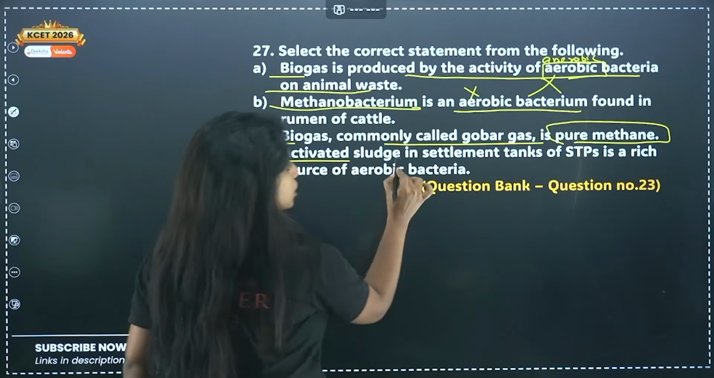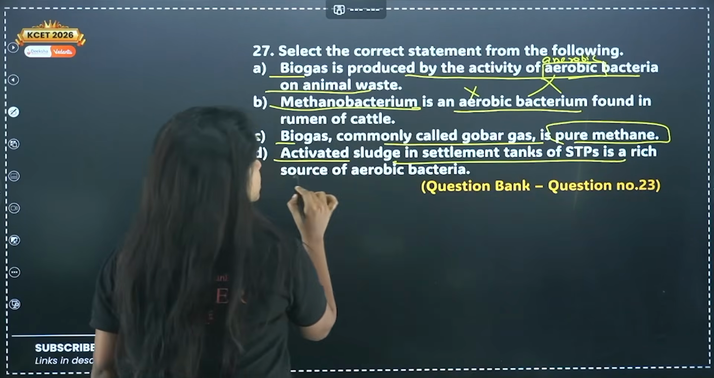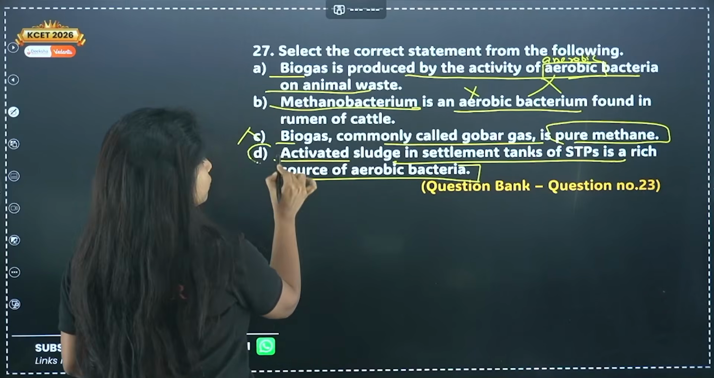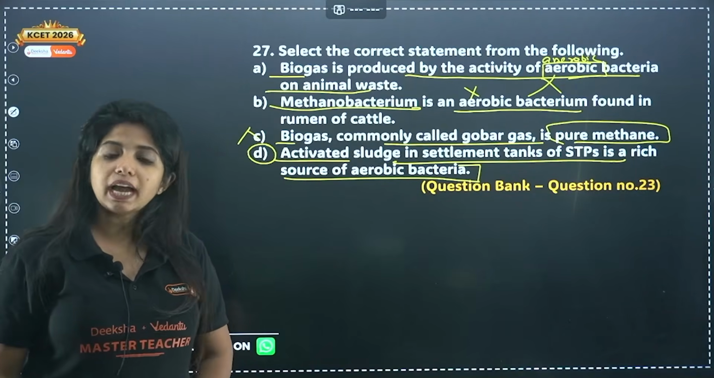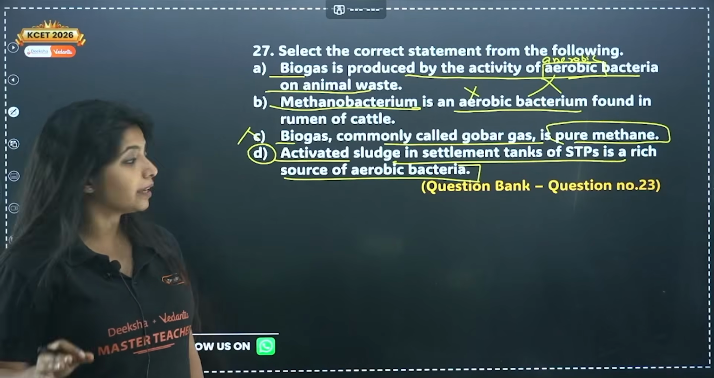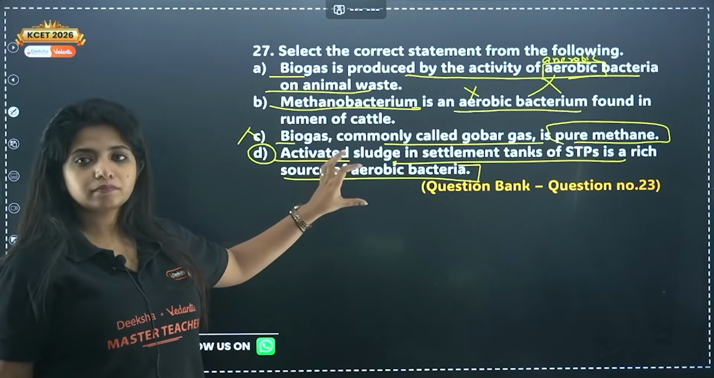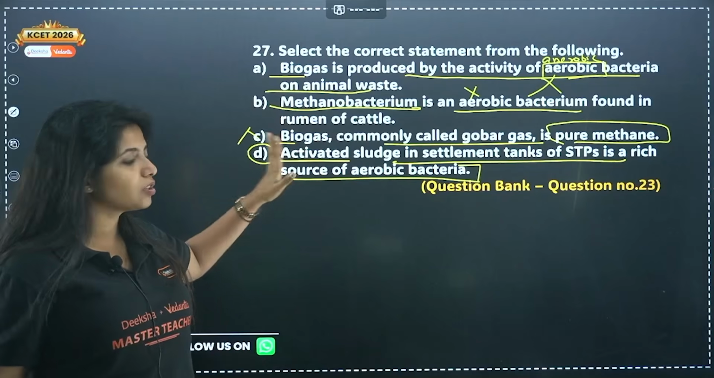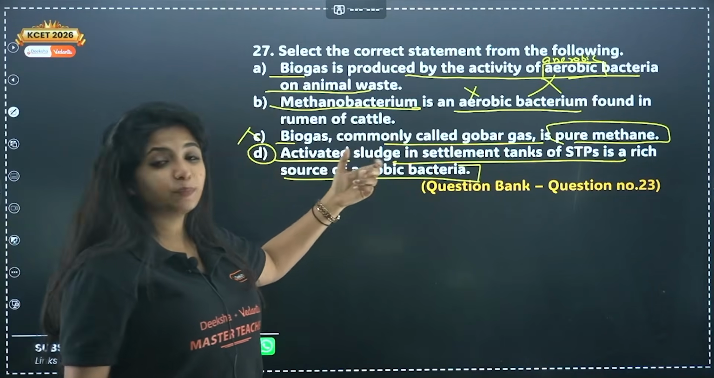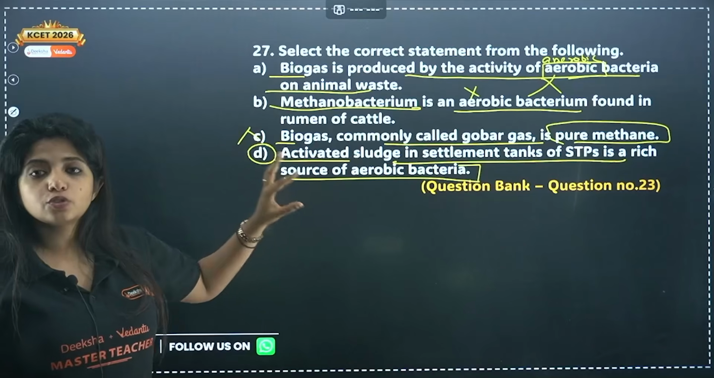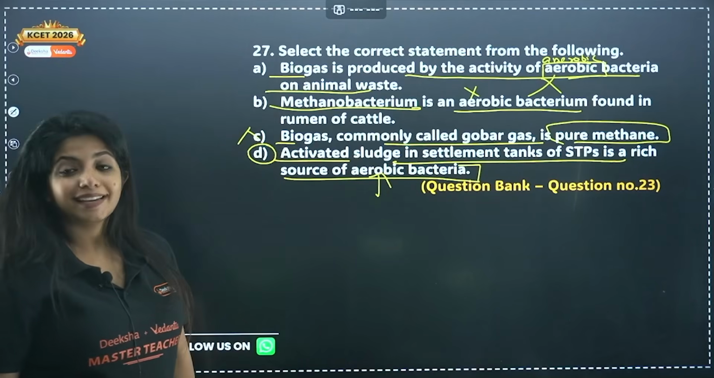Now, activated sludge in settlement tanks for STP is a rich source of aerobic bacteria. Ma'am, we did not know this answer because we have not studied sewage treatments. Do not worry, I'll teach you within a short time itself. But until then, please understand that this is correct. So, three options are wrong, so that means the other one is correct. Activated sludge in settlement tanks of STP, STP means sewage treatment plants, is a rich source of aerobic bacteria is being said. Is it true or false?